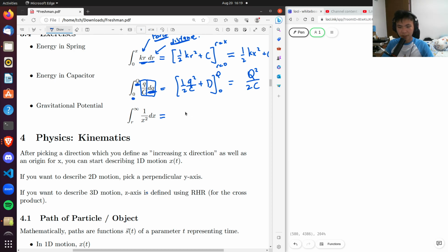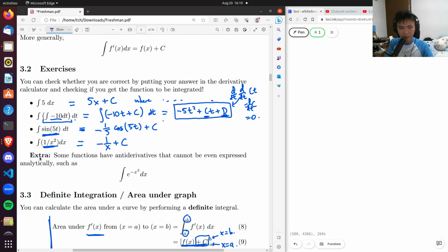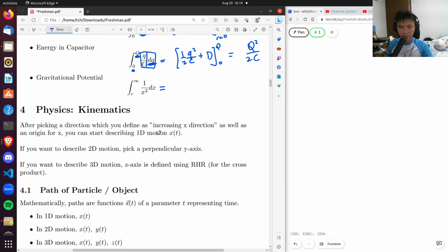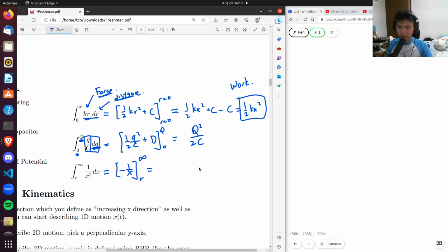Lastly, for gravitational potential, we're integrating with respect to dx, that function 1 over x squared, from x equals r to x equals infinity. So previously we did cover the integral of 1 over x squared, and we saw that it is minus 1 over x plus C. So we can just use that, minus 1 over x, but we know the C cancels out already, so over time you wouldn't write it. And we're evaluating it at x equals infinity and x equals r.